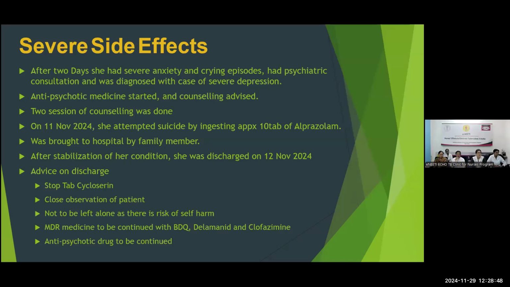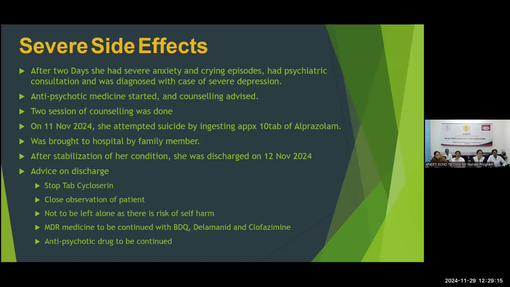After 2 days of taking this regimen, she again developed severe anxiety and crying episodes. She was advised to take a psychiatric opinion, and she consulted a psychiatrist and was diagnosed with severe depression and anxiety. Antipsychotic medicine was started, and counseling was advised. Two sessions of counseling were already done.